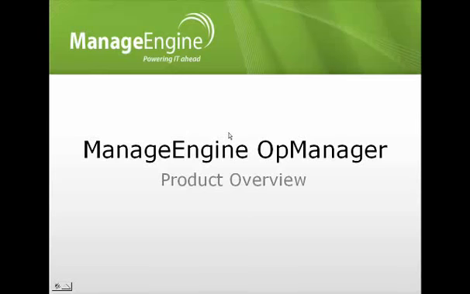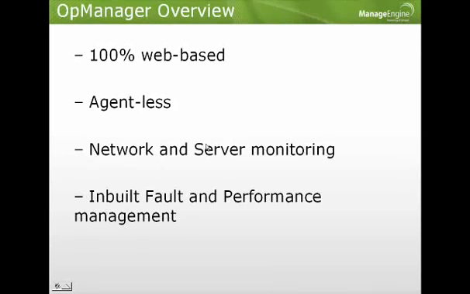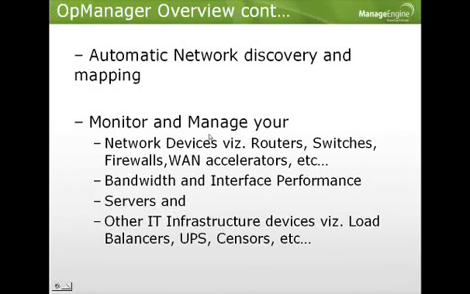Today we will see a brief overview of OpManager and how it is useful to monitor and manage your network. OpManager is a complete web-based, agentless network and server monitoring software having advanced inbuilt fault and performance management functionality. OpManager automatically discovers and maps your network and the devices within. It helps you monitor and manage your network devices, interfaces, servers, and other IT infrastructure for its availability and performance.